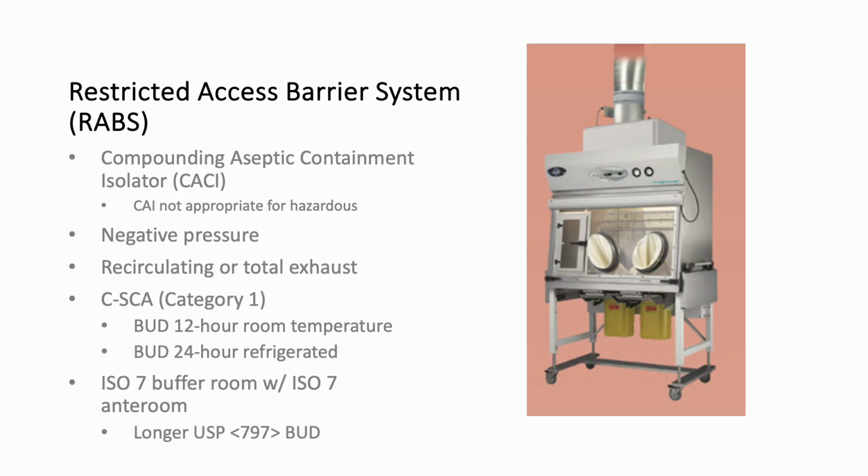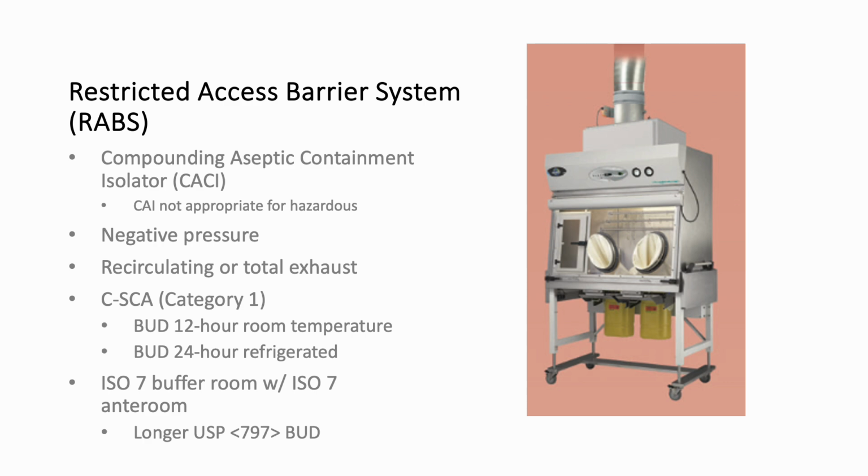For a restricted access barrier system, we want to look at the CACI, or the Compounding Aseptic Containment Isolator. Note there is a CAI that is not appropriate for hazardous drug compounding. Instead, we need to make sure it's a CACI. These are negative pressure using recirculating or total exhaust, and if in a CSEA, a segregated compounding area, this would be considered Category 1 compounding with 12 hours at room temperature and 24 hours under refrigeration beyond use dating.